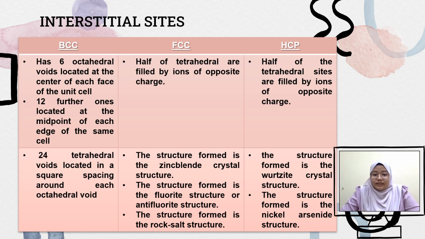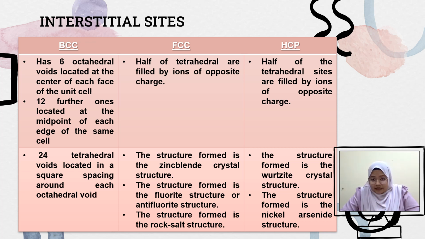And for FCC, half of the tetrahedral sites are filled by ions of opposite charge, and the structure that forms is the zinc blende crystal structure. And then the structure that forms is the fluorite structure or anti-fluorite structure. And the structure formed is the rock salt structure.